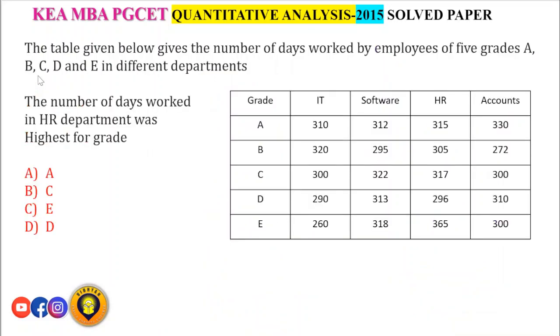The table given below gives the number of days worked by employees of 5 grades A, B, C, D and E in different departments. These are the grades A, B, C, D, E, and these are the departments: IT, software, HR, accounts. Number of days worked in HR department was highest for which grade? A worked for 315, C worked for 317, E worked for 365, D worked for 296. Who is highest? 365 is the highest. That is option C, that is E.